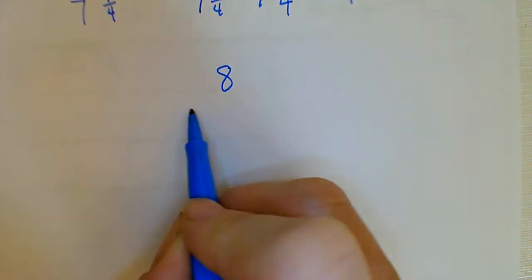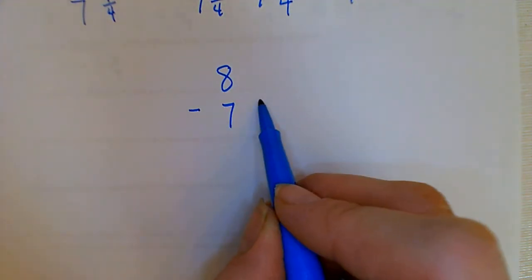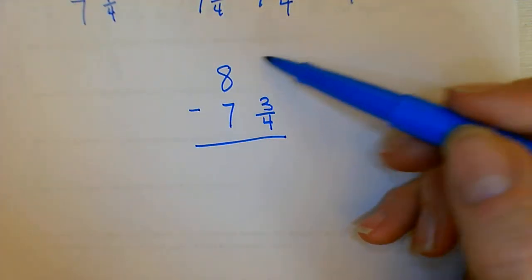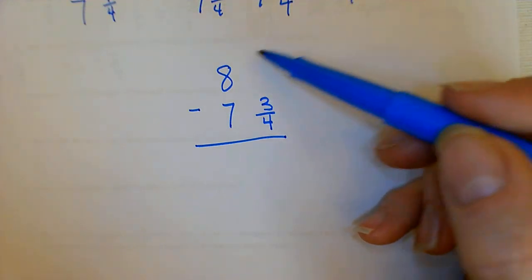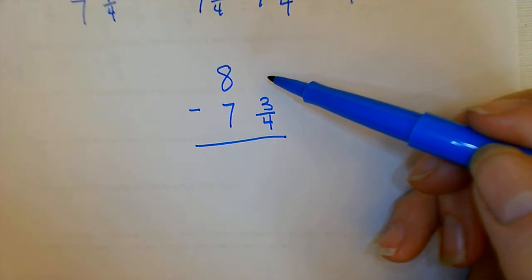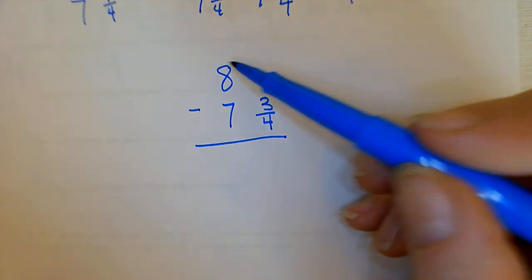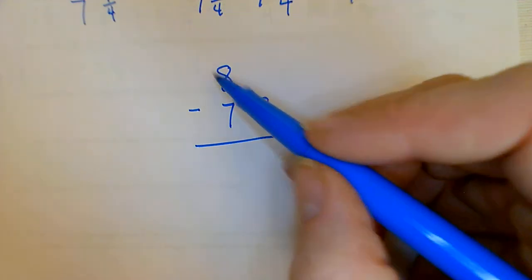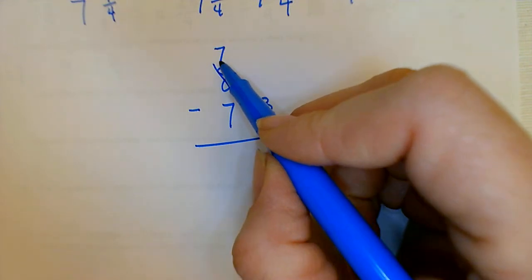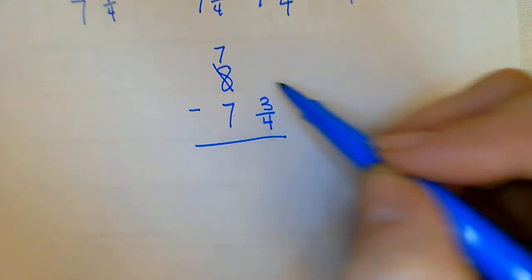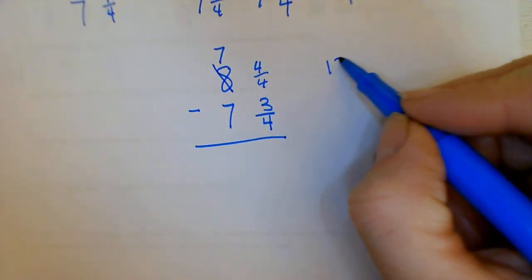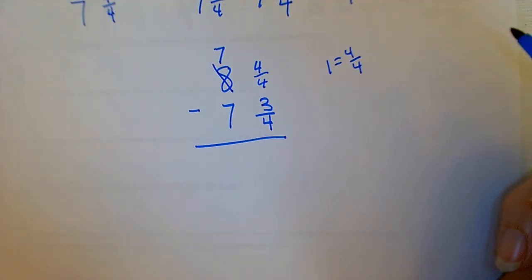Let's say that I have 8, and I want to subtract 7 and 3/4. So you can see that I have nothing here. I have no fractions here. I have no fourths here. So what I can do, just like we've done in math when we're subtracting with whole numbers, is rename or regroup or go next door and borrow. I'm going to take this 8 and make it a 7, and I'm going to put one whole over here. But instead of writing one whole, I'm going to write it as 4/4, because I know that 1 is equal to 4/4, or 4/4 is equal to 1 whole.